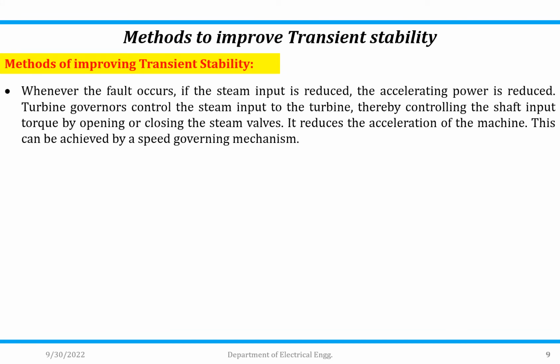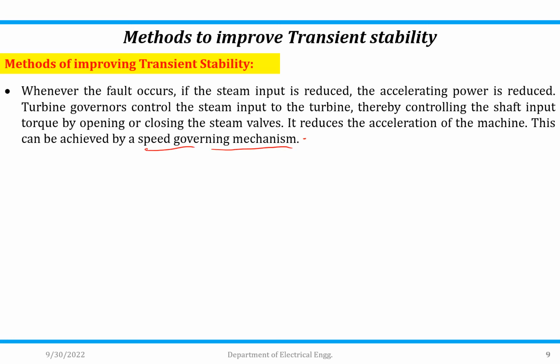Next is whenever the fault occurs, if the steam input is reduced, the accelerating power is reduced. The turbine governor will control the steam input to the turbine, thereby controlling the shaft input torque by opening or closing the steam valves. It reduces the acceleration of the machine. This can be achieved with the help of the speed governing system.